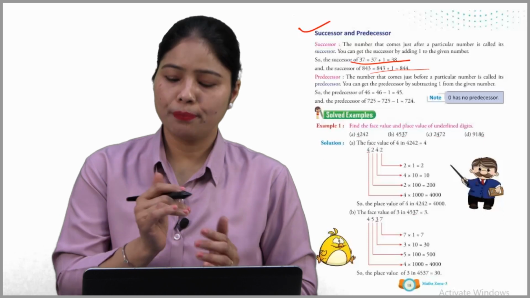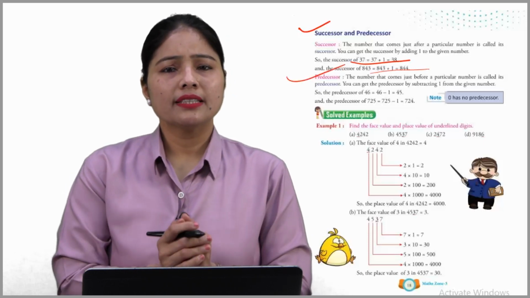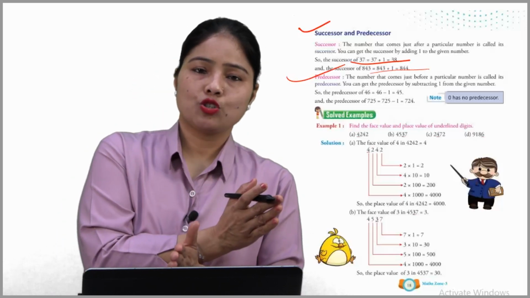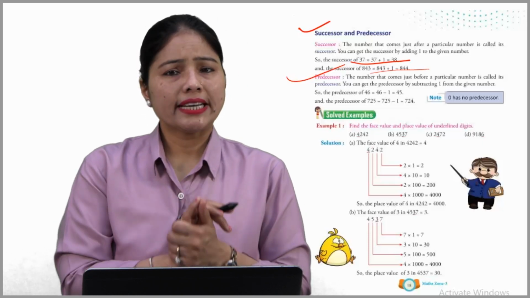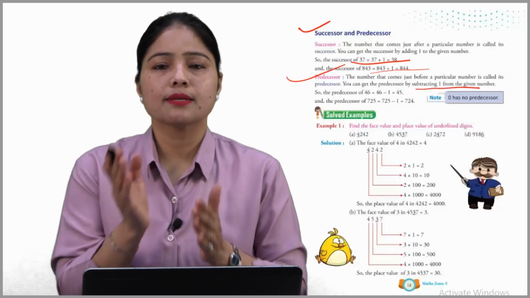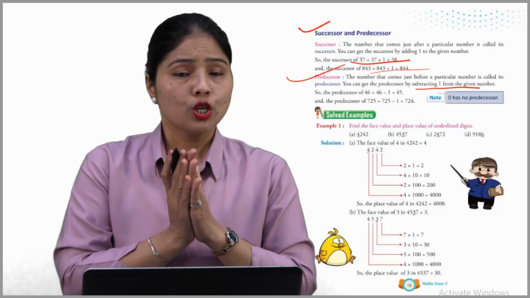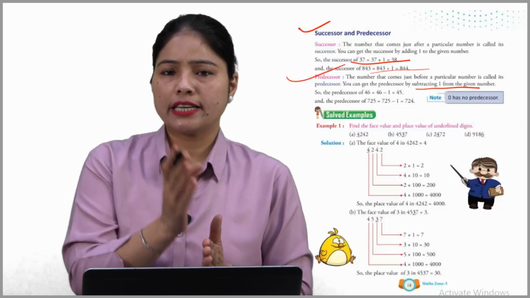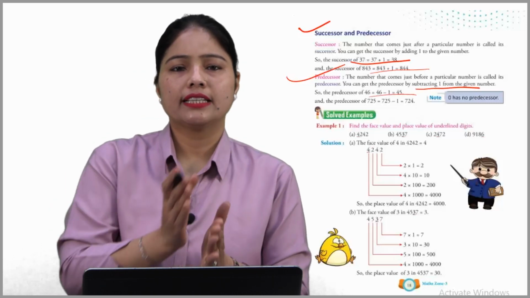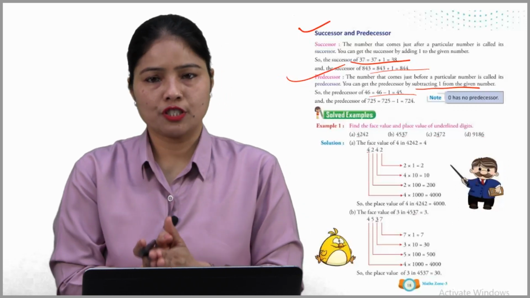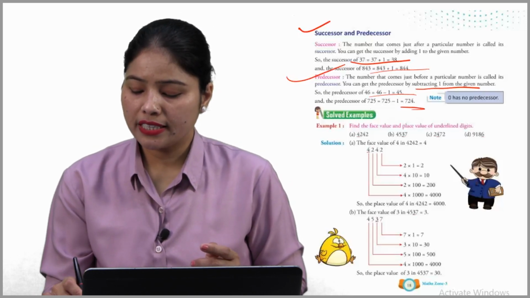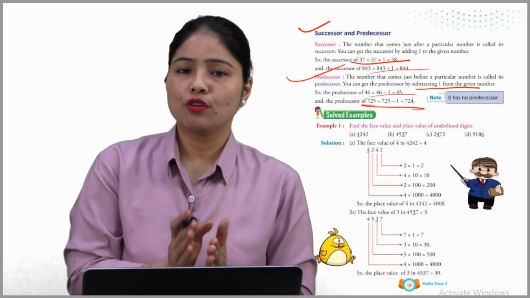Now we will move on to predecessors. The number that comes just before a particular number is called its predecessor. किसी नंबर से पहले वाला जो नंबर आता है वो उसका predecessor कहलाता है. You can get the predecessor by subtracting 1 from the given number. So the predecessor of 46 is 46 minus 1, which is 45. If you have 46 and subtract 1, then you get the predecessor of that number, which is 45. And the predecessor of 725 is 725 minus 1, which is 724.